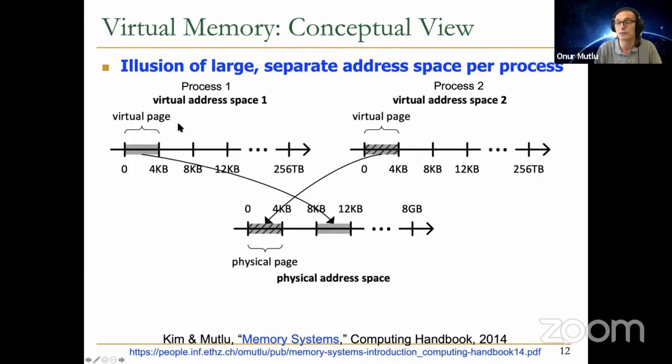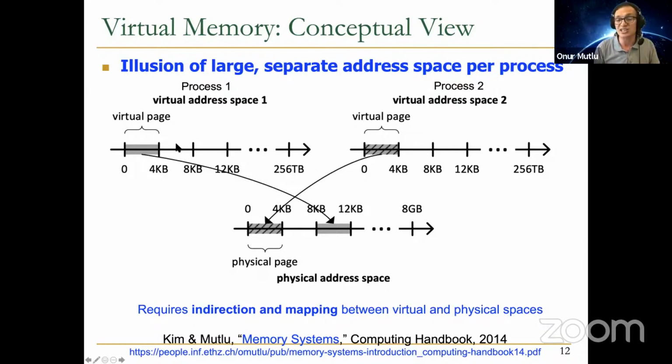And each process has its own virtual address space that's completely separate. But then there's a mapping mechanism that takes each process's virtual address space and maps it to the real physical address space on the system, which can be 8 gigabytes in this case. And you can see that there's a mapping mechanism that needs to happen so that you can actually have your data in physical memory when you really need to access it. So basically, this requires indirection between virtual and physical, and a mapping mechanism between virtual and physical spaces. So there are two ideas, indirection and mapping. Indirection requires the mapping, of course.